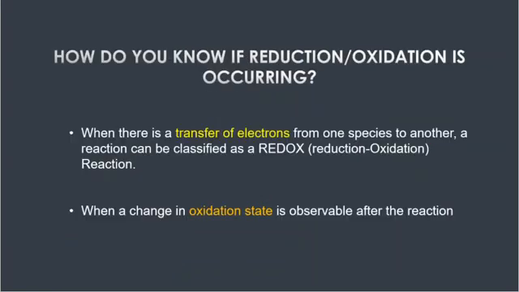So how do you know if reduction or oxidation is occurring? What you want to do is look for a change in oxidation state that appears after the reaction has occurred, and that will indicate to you that there has been a transfer of electrons from one species or one element to another. If there is a change in oxidation state, then you can classify that reaction as a redox reaction.